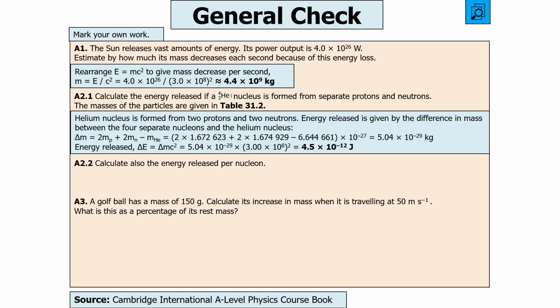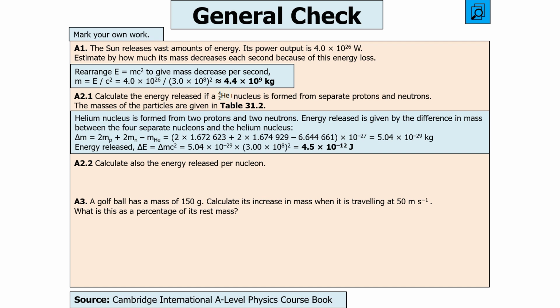We know helium nuclei are formed from 2 protons and 2 neutrons. The energy release is the difference in mass between the 4 separate nucleons and the helium nucleus. If you work out this difference in the masses, it's 5.04 times 10 to the minus 29 kilograms. Put that into E equals mc squared, and our energy is 4.5 times 10 to the minus 12 joules.